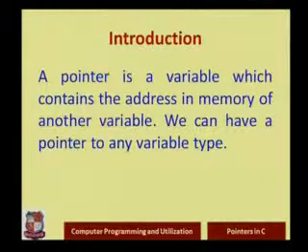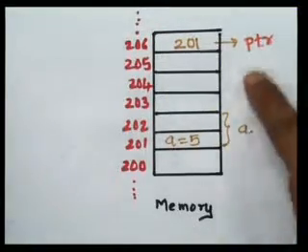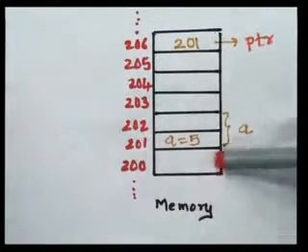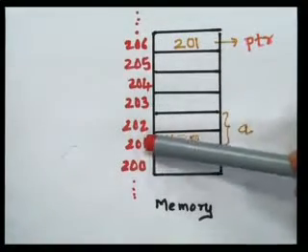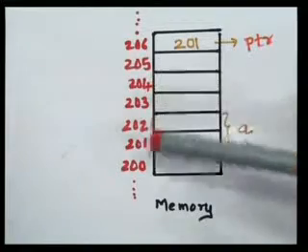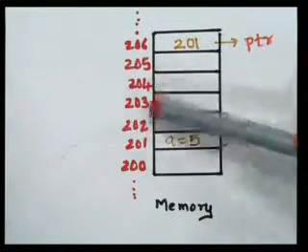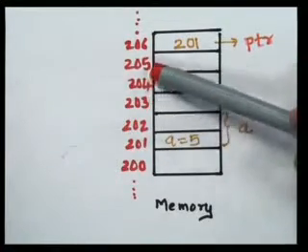First of all, let me discuss what we mean by pointer. A pointer is a variable which contains the address in memory of another variable. We can have a pointer to any variable type. As you can see here, we can think of memory as a group of blocks as shown in this diagram, and each memory block can be represented using some address. These are example addresses. In your system you will have different addresses.